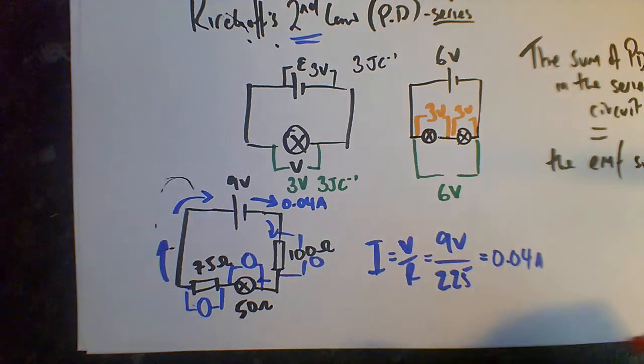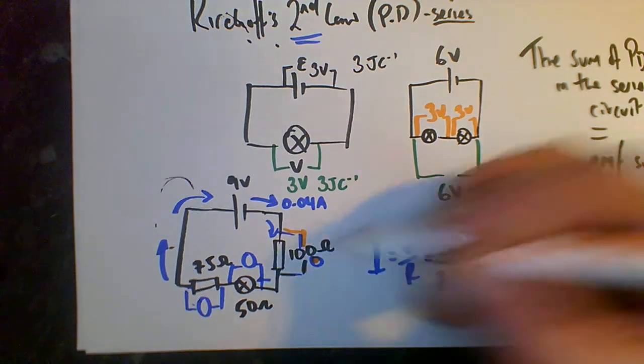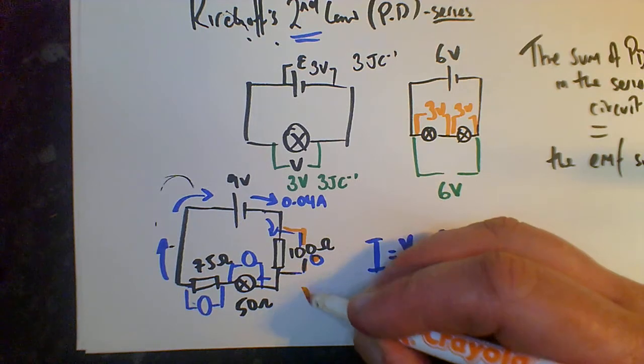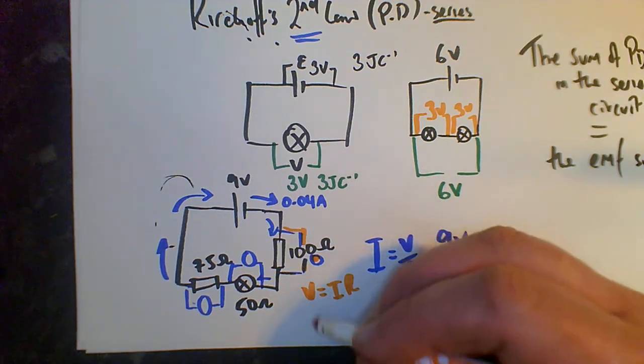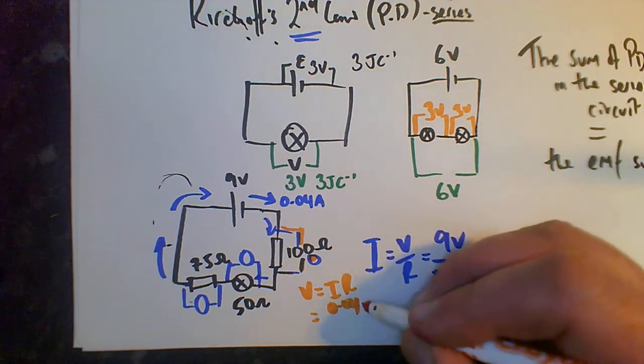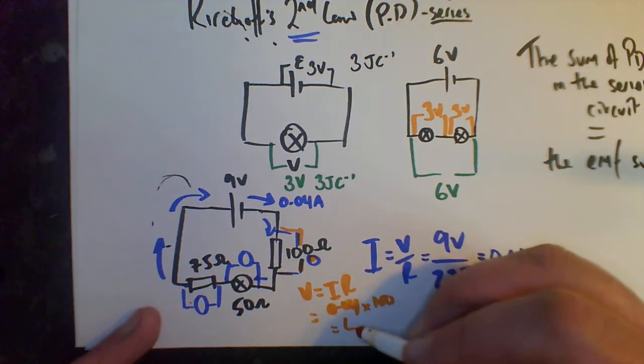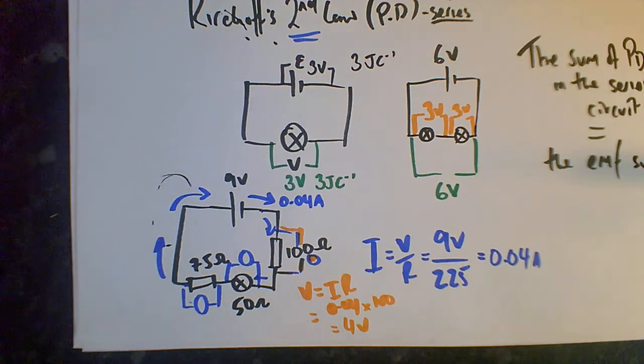So let's take this one here. This is V equals IR. I equals 0.04 times by R, which is 100. So it's going to be 4 volts, isn't it? Don't need a calculator for that one. Just to double check though, because easy mistakes are made when you get cocky. 4 volts.